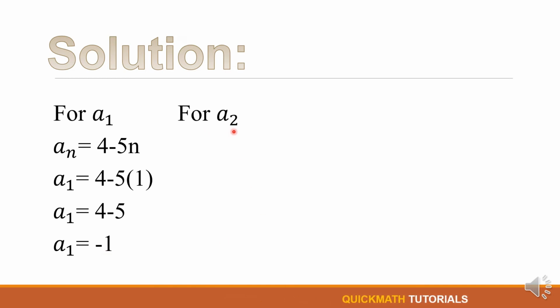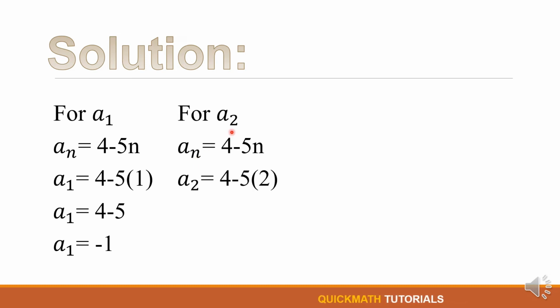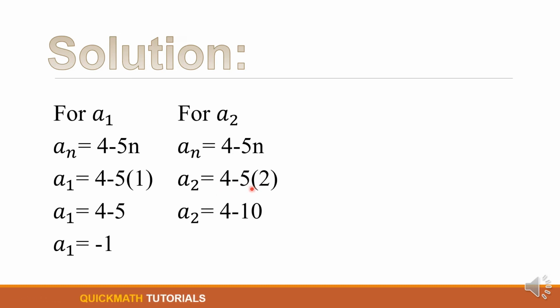For our second term, or a sub 2, we will substitute n by 2. We have a sub 2 is equal to 4 minus 5 times 2. So we have to copy 4. Minus 5 times 2 is 10. And 4 minus 10 is equal to negative 6. Thus, our second term is negative 6.